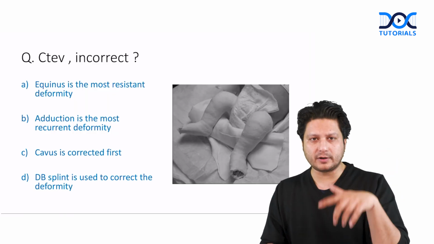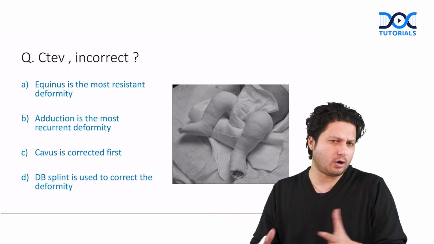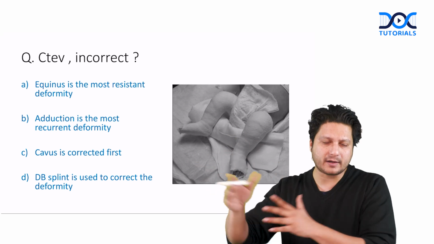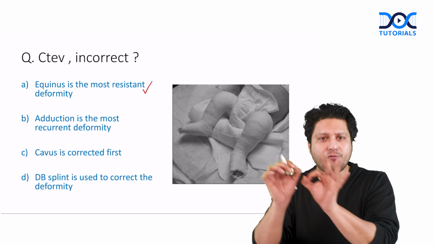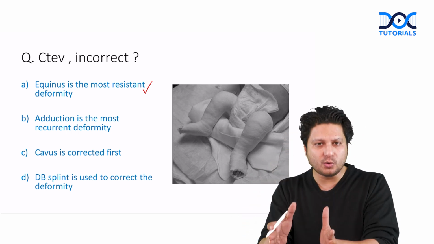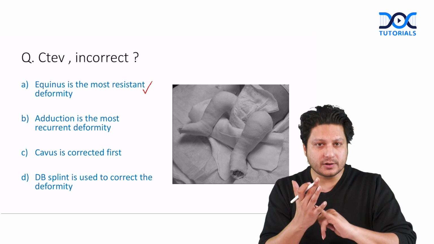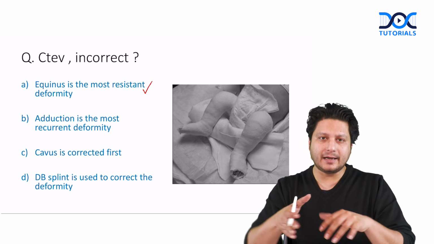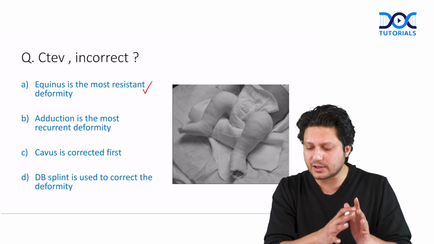Alright, so this is how it is managed. Now, which of the following is not true related to the CTEV? All of you know congenital talipes equinovarus. Which of the following is not true? Equinus is the most resistant deformity to get corrected. This is true. Out of the 5 deformities, equinus, forefoot adduction, inversion, then cavus, then internal rotation of the tibia, it is the equinus which is considered to be the most resistant deformity.